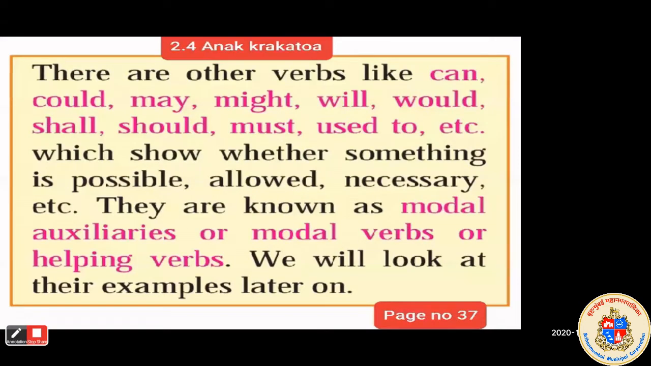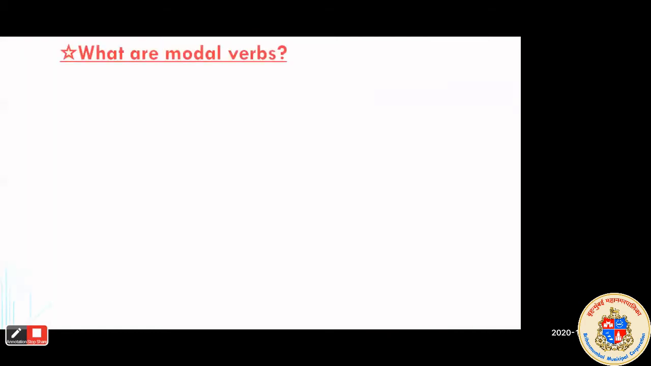So there are other verbs like can, could, may, might, will, would, shall, should, must, used to, etc., which show whether something is possible, allowed, necessary, etc. They are known as modal auxiliaries or modal verbs or helping verbs. So you can see here the simple definition of the modal verbs or auxiliary verbs is given. We are going to see this topic in detail. So let's see what is or what are modal verbs.